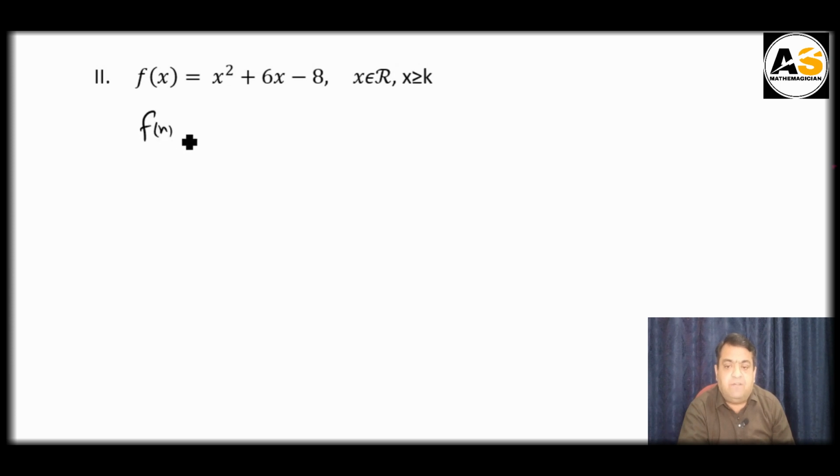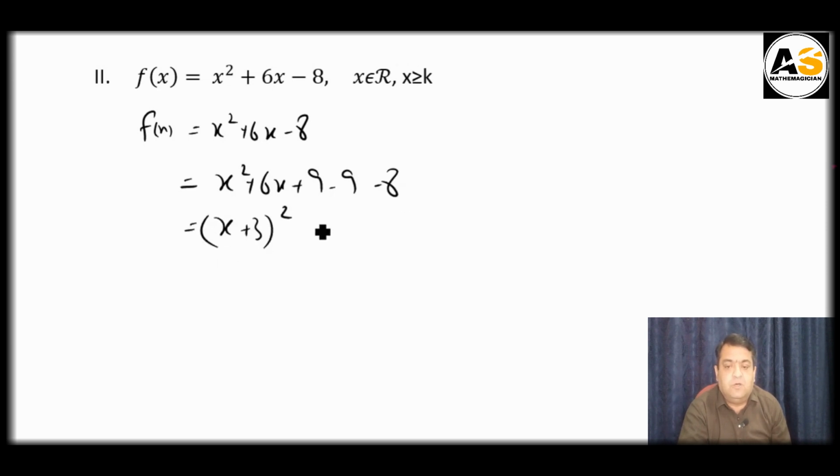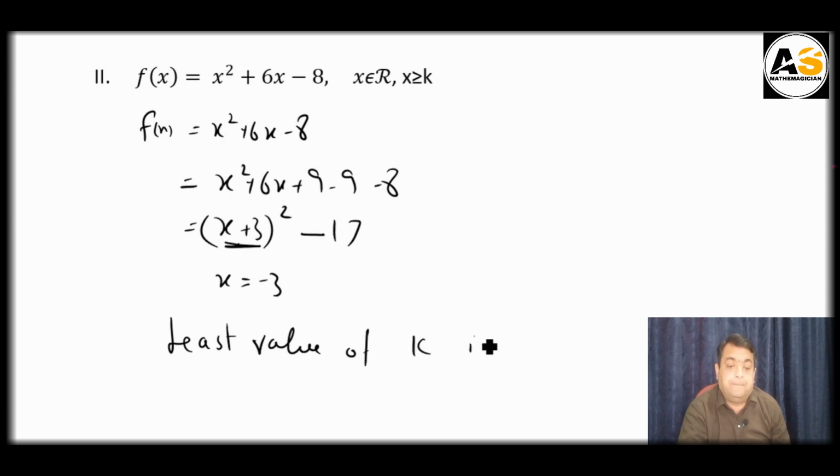So over here, f of x is equal to x squared plus 6x minus 8, and I am completing the square. (x plus 3) whole squared minus 17. x is equal to minus 3. So x is greater than or equal to minus 3. The least value of k is minus 3.